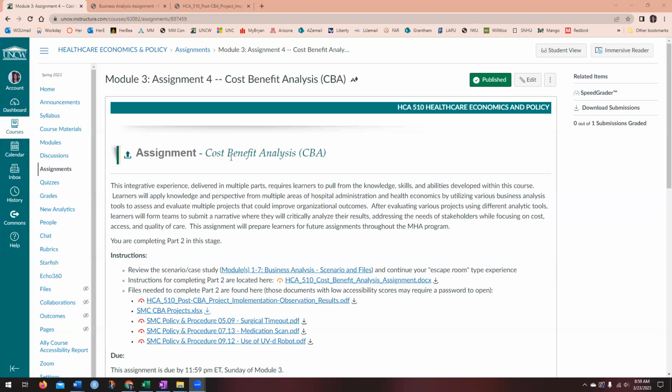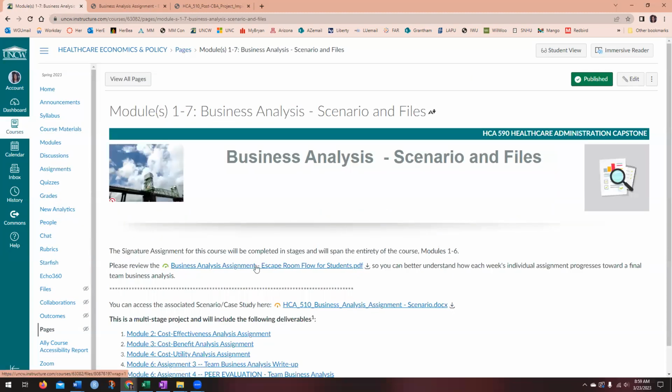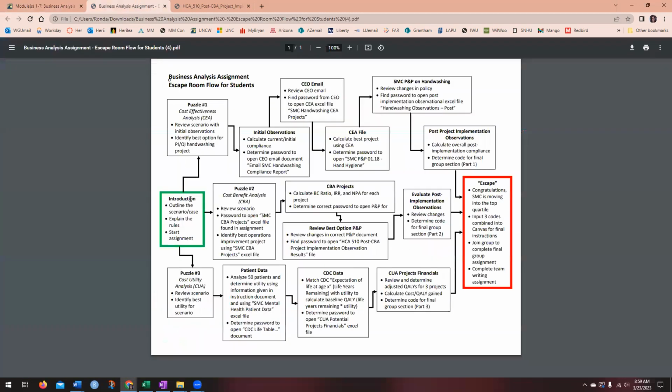So this project in general is pretty simplistic, so don't get nervous. This is going to be a fun one. So let's go ahead and start. Remember, you can always go into the scenario and then look at the flow chart. I have that pulled up for you. We are doing this middle section right here.